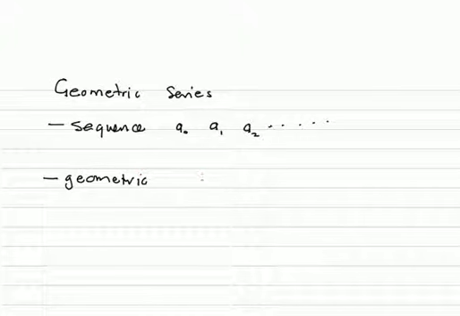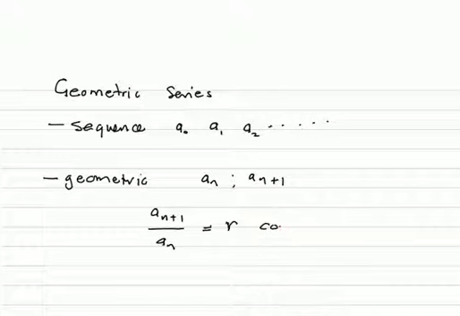when given two successive terms, an and an plus 1, that is one term after the other, we have the condition that an plus 1 over an is a constant, and that constant in this case is called a common ratio.